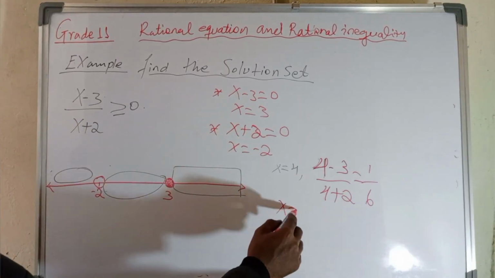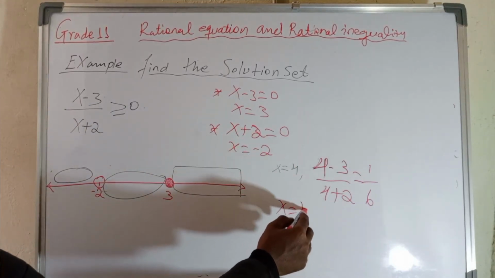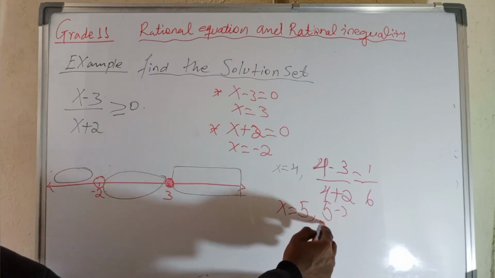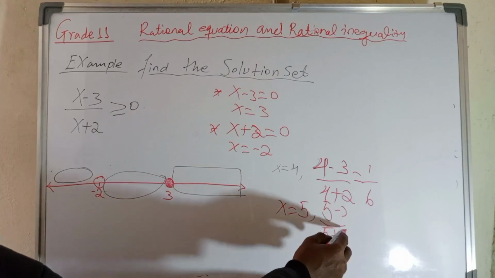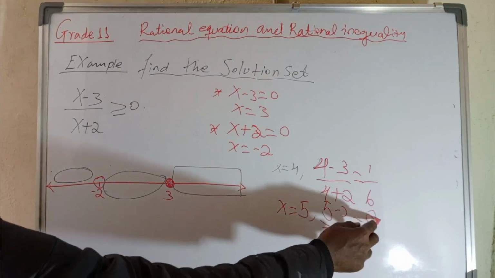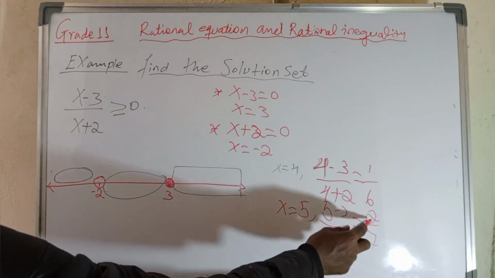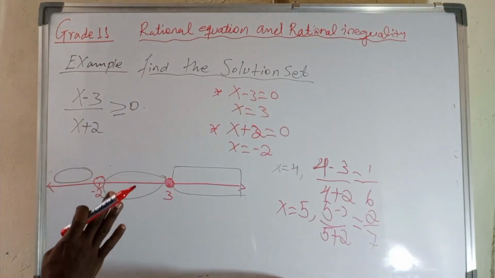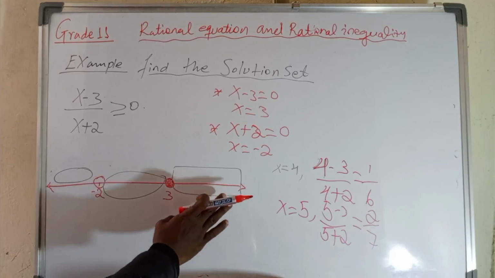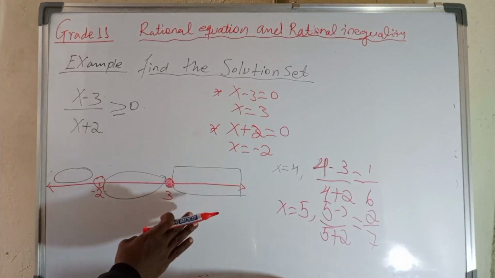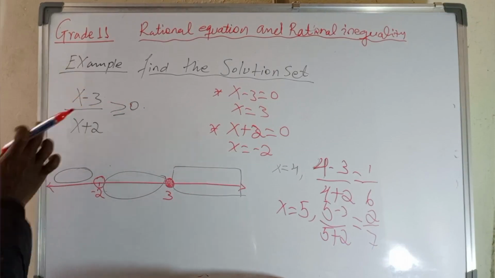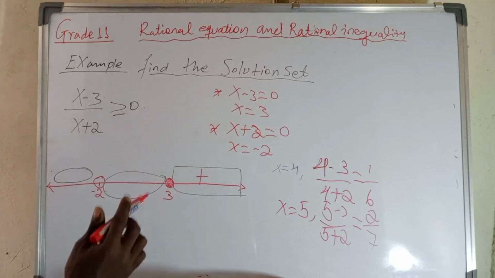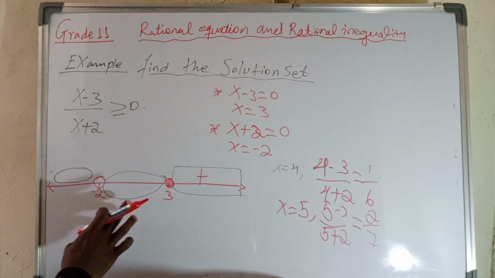When we plug in 5 at the place of x, because 5 is greater than or equal to 3, 5 minus 3 over 5 plus 2. 5 minus 3 is 2, over 5 plus 2 is 7. Positive over positive, we get a positive value. So when we plug in a value greater than or equal to 3, the number 3, 4, 5, 6, any number greater than or equal to 3 into the given expression, we get a positive value, including 3.